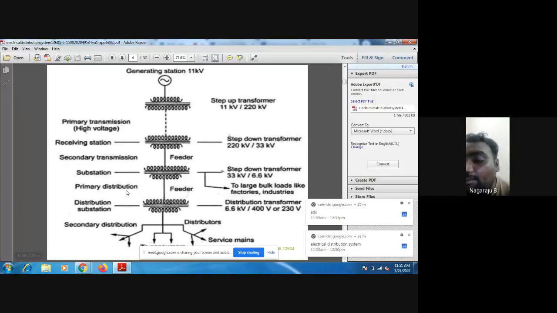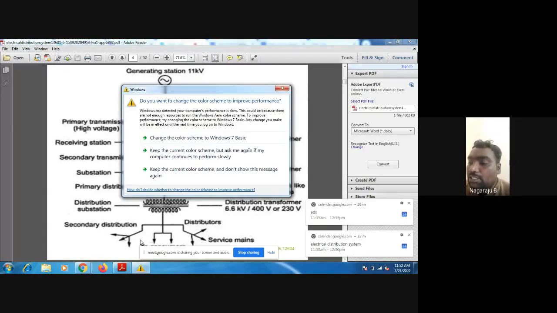And we will have a primary distribution system here, from the substation to the distribution transformer. Distribution substation is nothing but a distribution transformer. From the distribution transformer to the loads is the secondary distribution system. This is the clear idea about the total layout as well as the single line diagram of the distribution system.